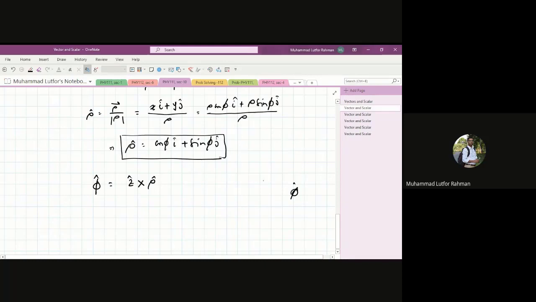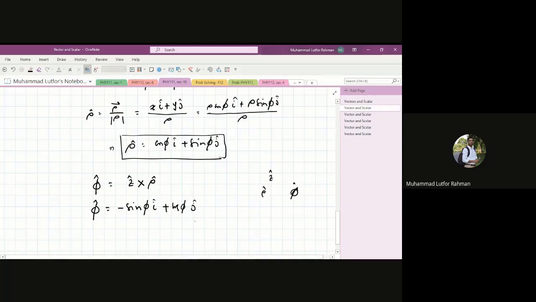I say that phi z head and the rho head. Using that idea, we can also write down... If you solve, then you will find out the same way. You will find out this phi head would be sine phi i head plus cos phi z head.